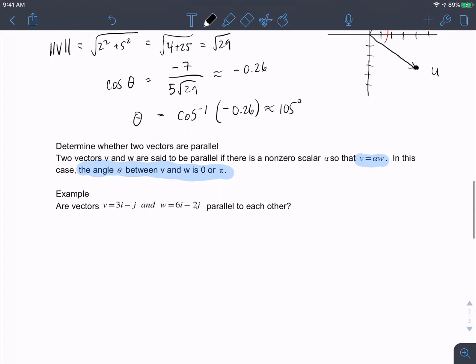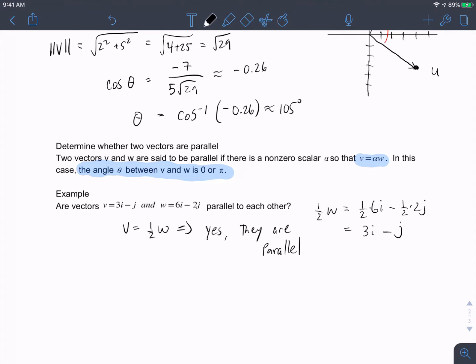And so if I look at v and w, doesn't w look like it's double v? So can't I say that v is equal to 1/2 w? And we can even check that, right? So if I go 1/2 w, isn't that going to be 1/2 times 6i minus 1/2 times 2j? And doesn't that give me 3i minus j, which is my v? This then means that yes, they are parallel.